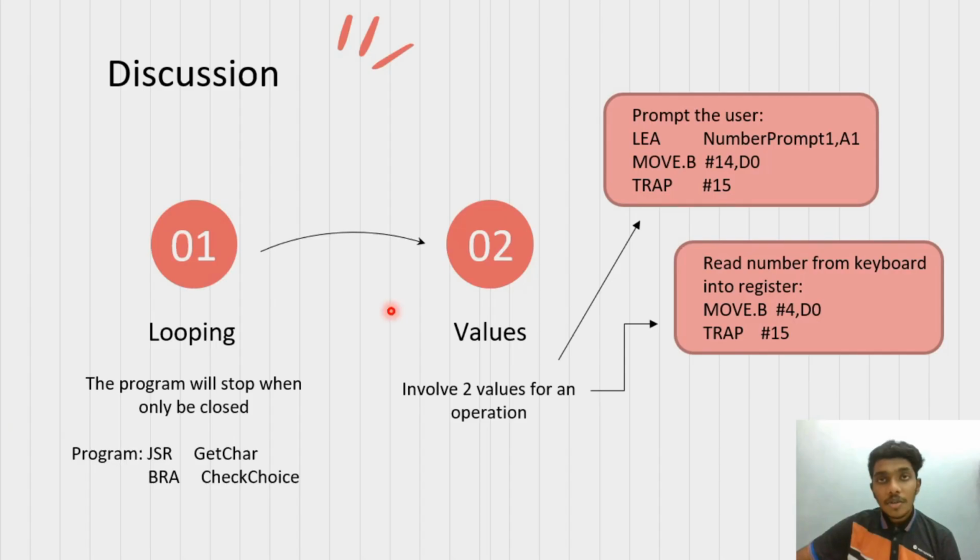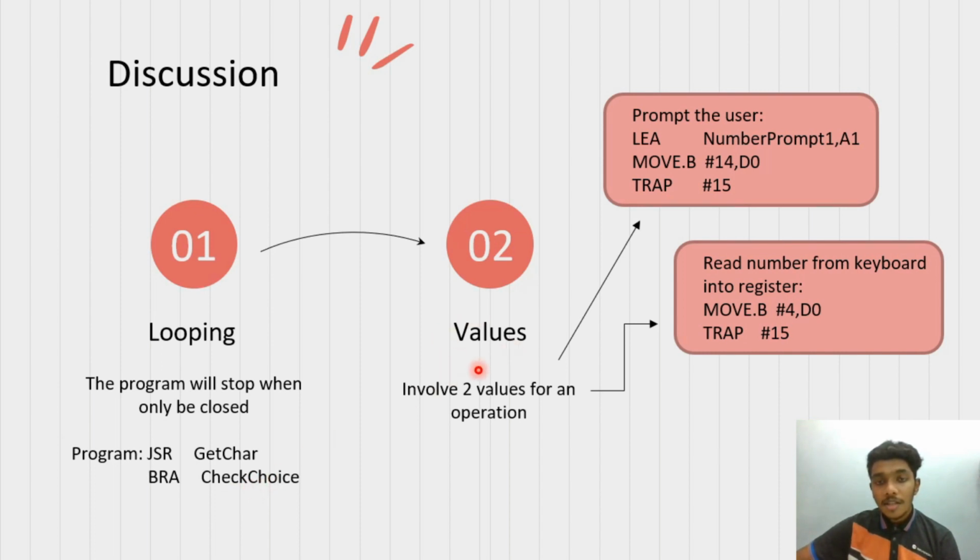Assalamualaikum and hi. So now I will continue with the discussion. For the discussion, I have emphasized two major areas, which are looping and values. As we know, our looping calculator will not stop. It can only be stopped when the user closes the program. The instructions we use are JSR get char and BRA check choice.